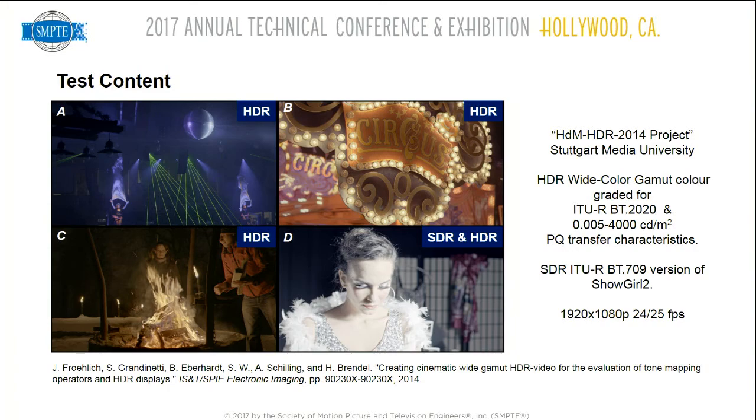I'm using actually 4 sequences, and one of those sequences I'm using 2 different versions. I'm using the light show, the carousel, the fireplace, and Showgirls 2. There's Showgirls 1 and Showgirls 2. Each of those is HDR and PQ. Showgirls 2 is also provided in an SDR version. So we have an SDR baseline or ground truth that we can use to look at HDR content.